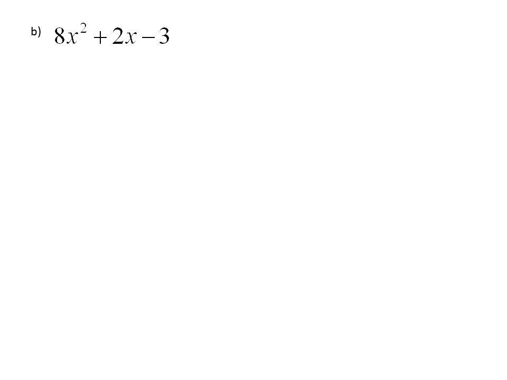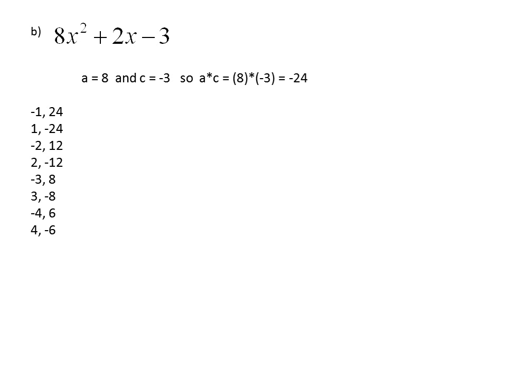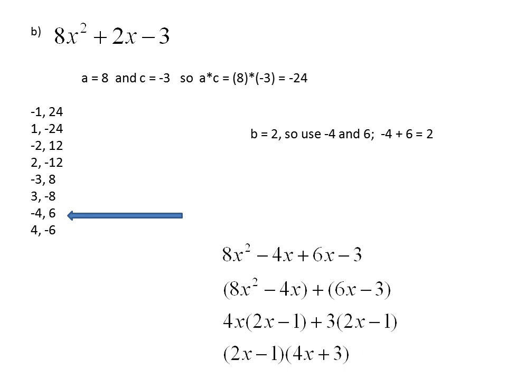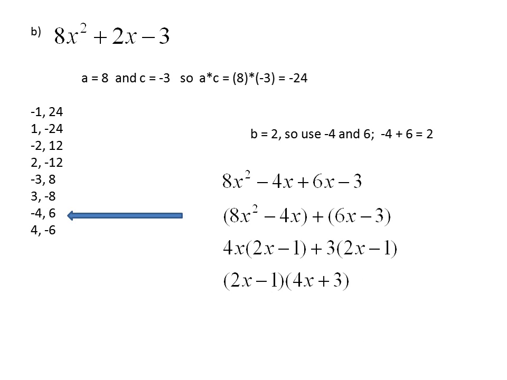For our last example, we want to factor using the AC method the polynomial 8x squared plus 2x minus 3. In this example, our A value is 8 and our C value is negative 3, so we multiply them together and get negative 24. We need to make a list of factor pairs for negative 24 and choose the factor pair that combines to make our B value of 2. The factor pair of negative 4 and positive 6 add together to make 2.